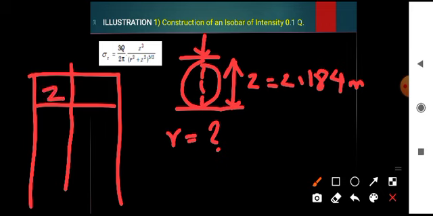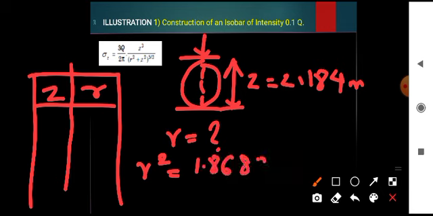We will give different z values in the particular equation number 1, and we have to calculate the different values of r from that equation. So I will write here what that equation is. r square is equal to 1.868 z to the power of 1.2 minus z square, which was equation number 1.